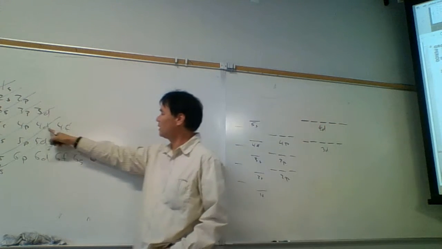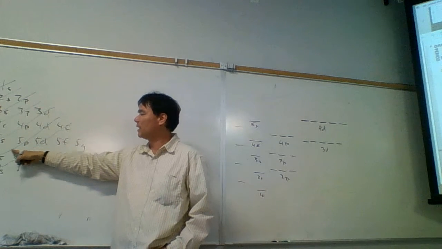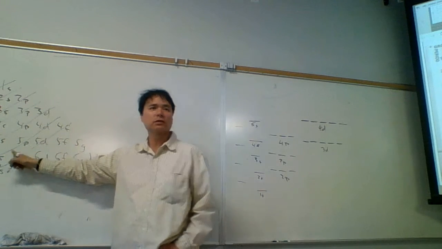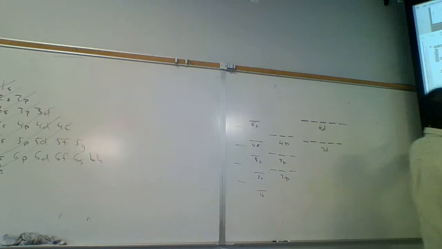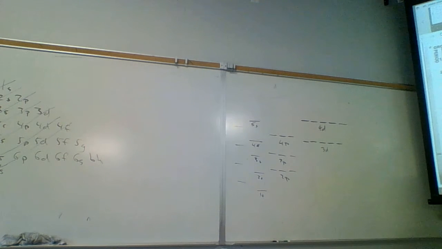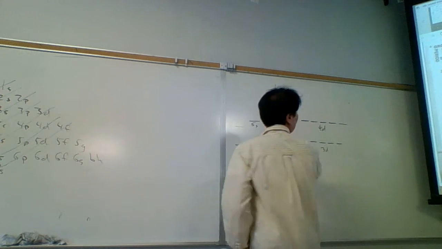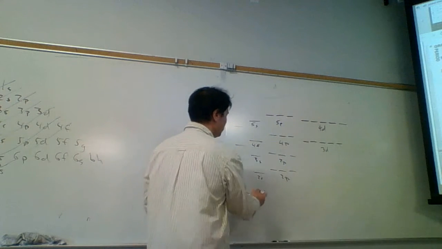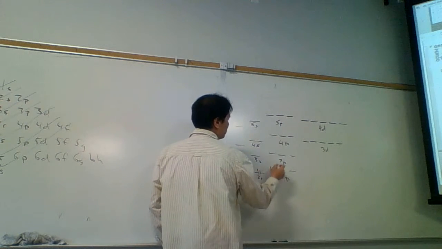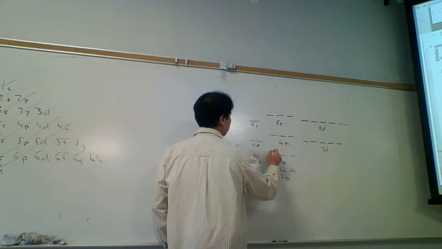And then after 4d comes 5p, then we end the shell. We start the sixth shell next. And so we go 5s, 4d, 5p, we end that shell. Okay, I said all these are filled, so we can fill these with electrons here.